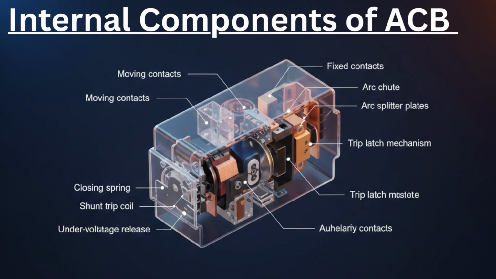When the breaker trips, the moving contact separates from the fixed contact. An arc forms due to high current. That arc is guided upward into the arc chute, where it is split and cooled until extinguished. This happens in milliseconds. The arc chute is a critical safety component. If damaged, the breaker may fail during a fault. This is why internal inspection is important during maintenance.